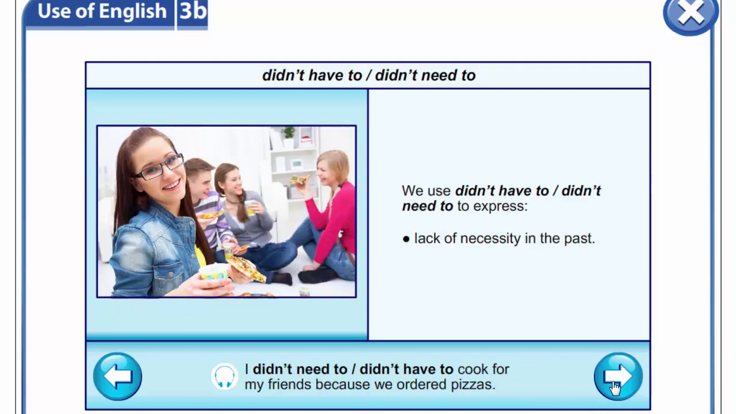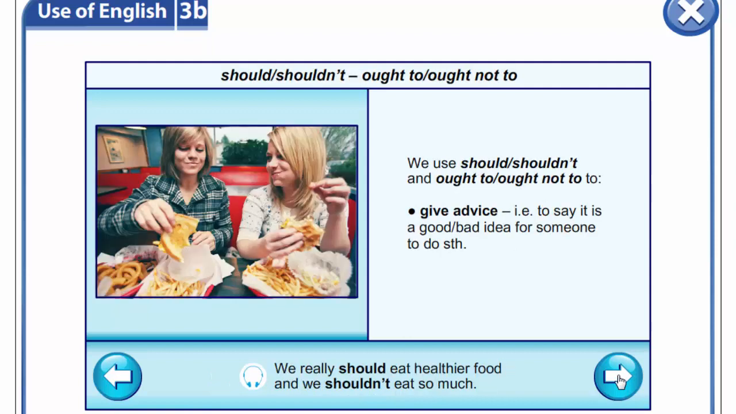We use didn't have to, didn't need to express lack of necessity in the past. I didn't need to cook for my friends because we ordered pizzas. I didn't have to cook for my friends because we ordered pizzas. We use should, shouldn't, or ought to, ought not to give advice, to say it is a good or bad idea for someone to do something. We really should eat healthier food, and we shouldn't eat so much.